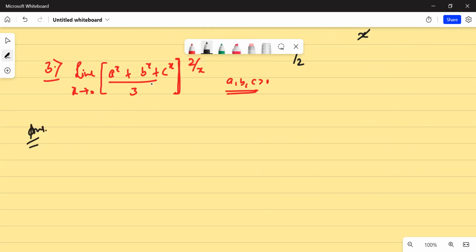If you look quite closely at this question, you can clearly see that as x tends to 0, a^x is tending towards 1, b^x is tending towards 1, c^x is tending towards 1. All of these are tending towards 1, so 3 by 3 is 1, and the power is tending towards infinity. So one of the ways you can tackle it is by writing y as this entire thing.